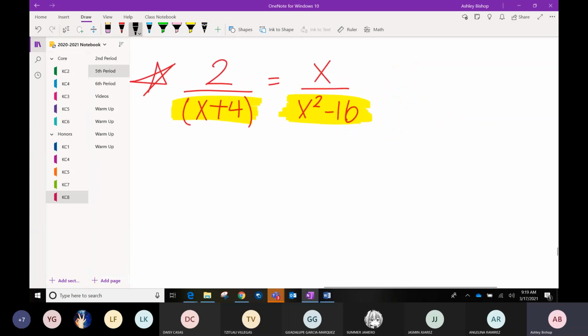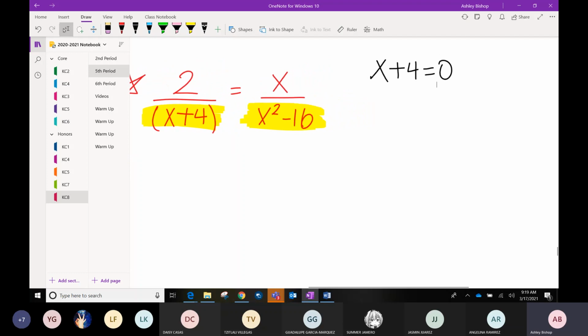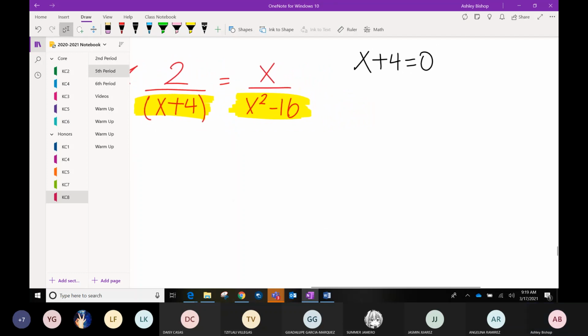So off to the side here, I need to do some math. I'm going to take x plus 4 and set it equal to 0, right? Anytime I see x in the denominator, I've got to set it equal to 0 because I want to figure out what x can't be. And I'm going to take x squared minus 16 and set it equal to 0.